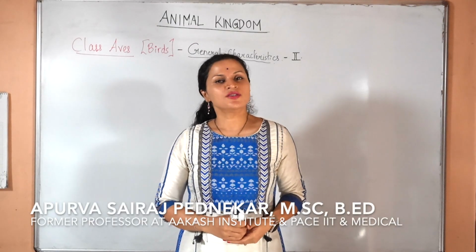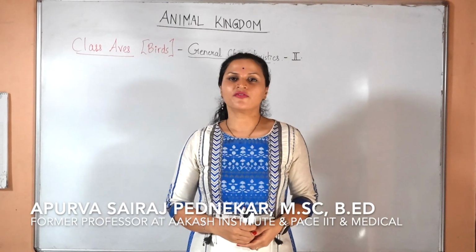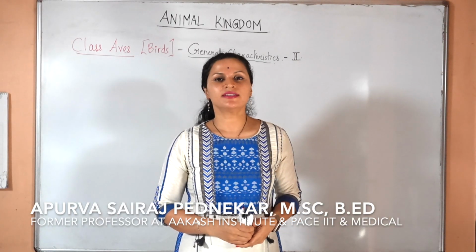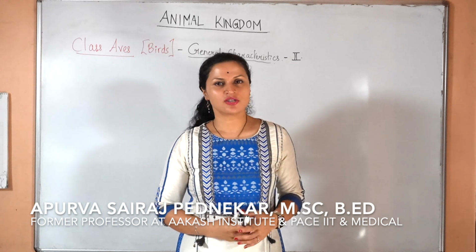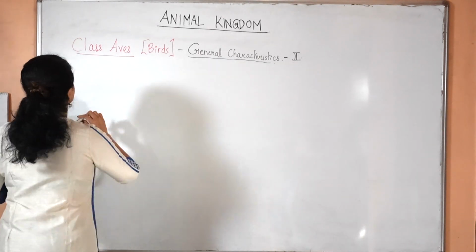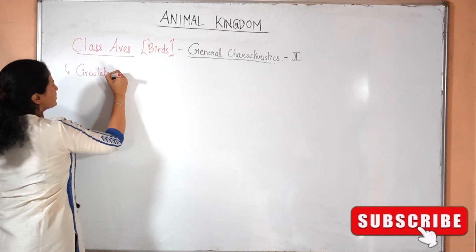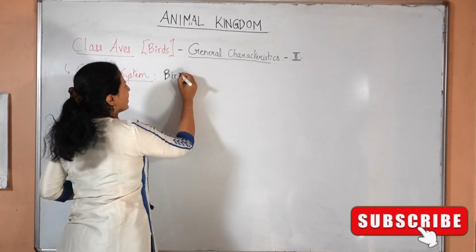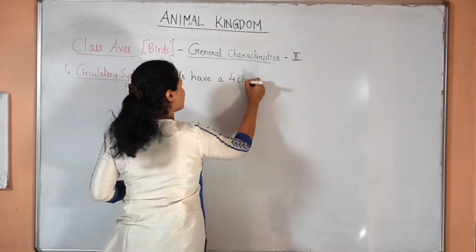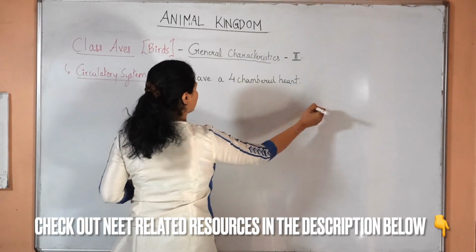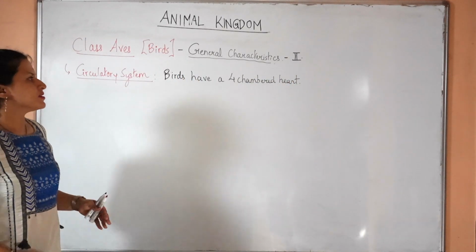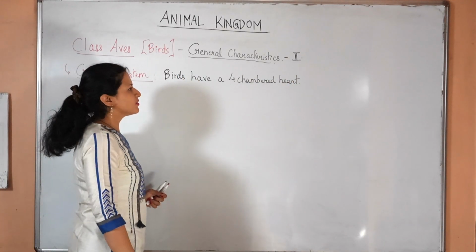Friends, let us continue with the general characteristics of class Aves. We have completed till digestive system in the previous lecture. Next we are going to take up circulatory system. Birds are known to have a 4-chambered heart. We have a 4-chambered heart. You know that, right? 2 auricles and 2 ventricles. Similarly, they also have a 4-chambered heart.